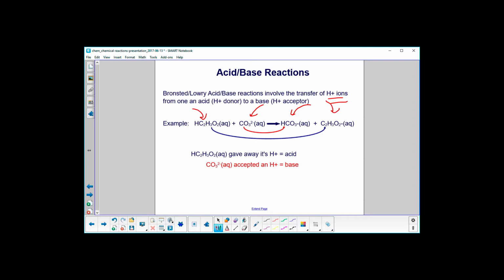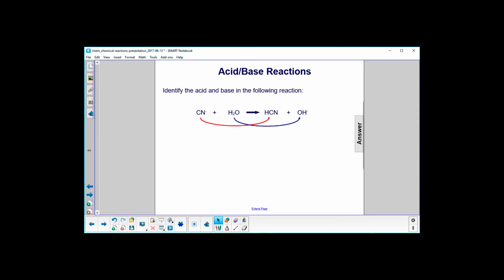So what's going on? This guy right here, the acetic acid, gave away its H+. That means this is an acid. The carbonate ion here accepted an H+. That makes this the base. So here's the acid, here's the base, again, according to the Bronsted-Lowry definition.